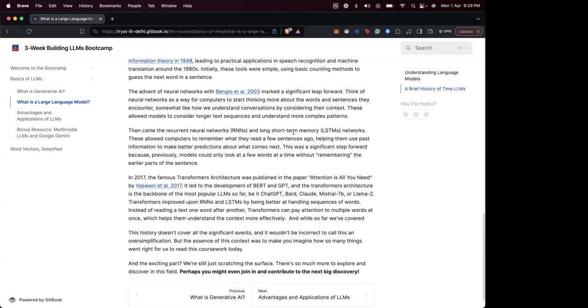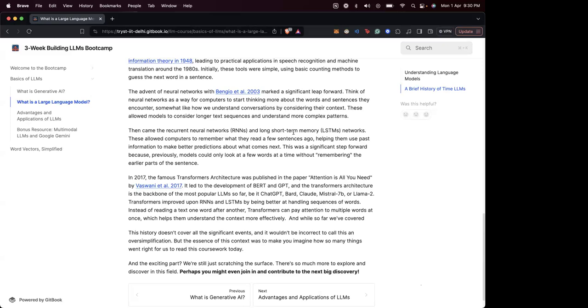Be it ChatGPT, Bard, Claude, Mistral, Llama, transformers improved upon RNNs and LSTMs by better handling sequences of words. So this was a design thinking that occurred through this attention architecture that allowed for handling of large sequences of words in order to generate context in a very efficient manner to generate the next word.